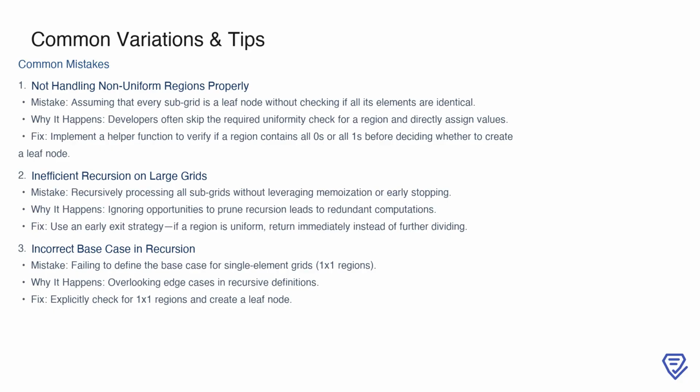Another frequent issue is inefficient recursion when processing large grids. Without strategies like memoization or early stopping, you may end up performing redundant calculations. For example, if a region is already confirmed as uniform, there's no need to divide it further, returning immediately saves significant computation time. Lastly, an incorrect base case in recursion can cause problems. If the base case for single-element grids, such as a 1x1 region, is not explicitly defined, the algorithm might fail. The solution is to specifically handle these smallest regions and ensure leaf nodes are created correctly for them.